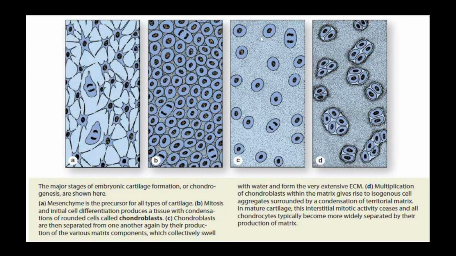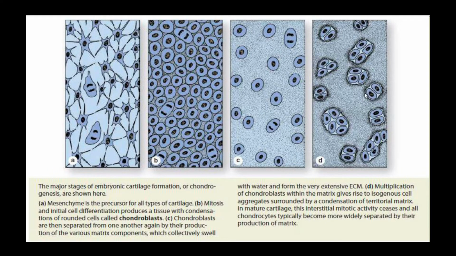As you have seen here in letter C, the extracellular matrix, the chondrine globe, appears around each chondroblast. But the multiplication of chondroblasts with the matrix gives rise to an isogenous group, isogenous cell formation. That is an aggregate surrounded by a condensation of territorial matrix. So the territorial matrix is the site of the extracellular matrix that surrounds the cells inside the isogenous group.